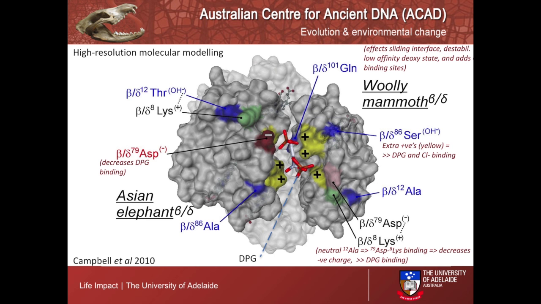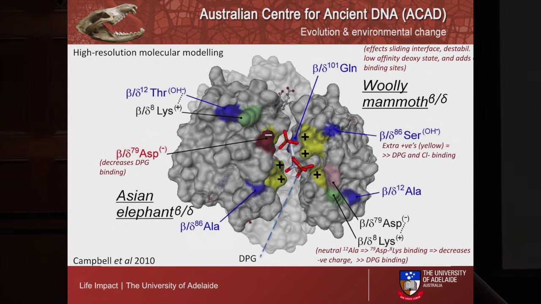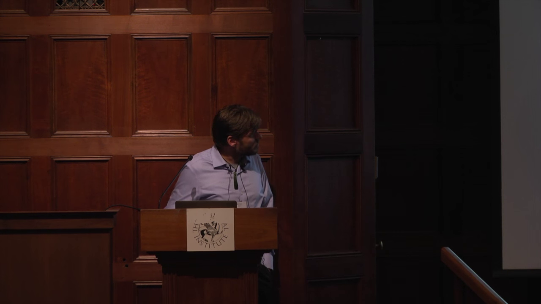Now, there's two other changes, both of them changing amino acids that cause a series of positive charges to get reinforced along this binding face. Here's the African elephant and Asian elephant in comparison. You can see there's a big negative charge there. By changing these sites, the mammoth has dramatically increased the ability to bind chloride, which is a standard effector for hemoglobin, and DPG, diphosphoglycerate, which are both things that interact with hemoglobin and modify its behavior. And so we looked at this and thought, this is bizarre.